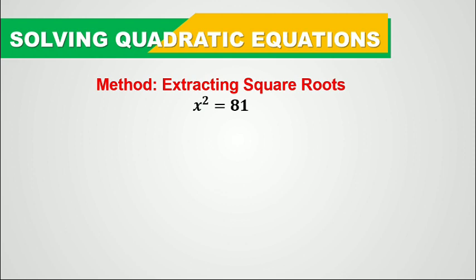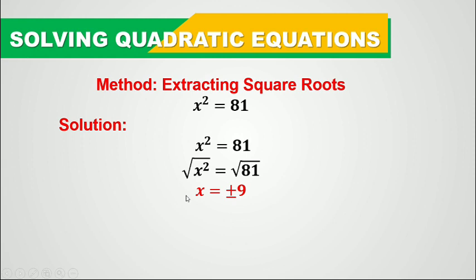Let's extract the square roots of this quadratic equation, x squared equals 81. So, solution: we will just do the same as what we did a while ago. Let's copy the given first and then take the square root of both sides. So, square root of x squared equals the square root of 81. The square root of x squared is x, and the square root of 81 is positive and negative 9.